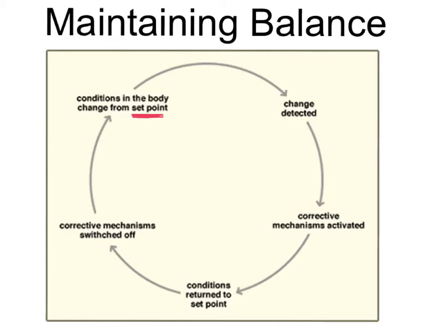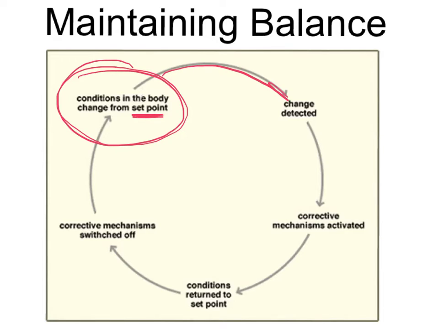So we'll start over here. We'll say that something has changed. So maybe it's the temperature or the amount of sugar in the blood, and it's changed from a set point. And so we'll need to detect that change. So there'll be some part of the body that's going to detect or sense this change. And then it will initiate sort of corrective measures. And hopefully, then our conditions go back to normal or back to our set point.